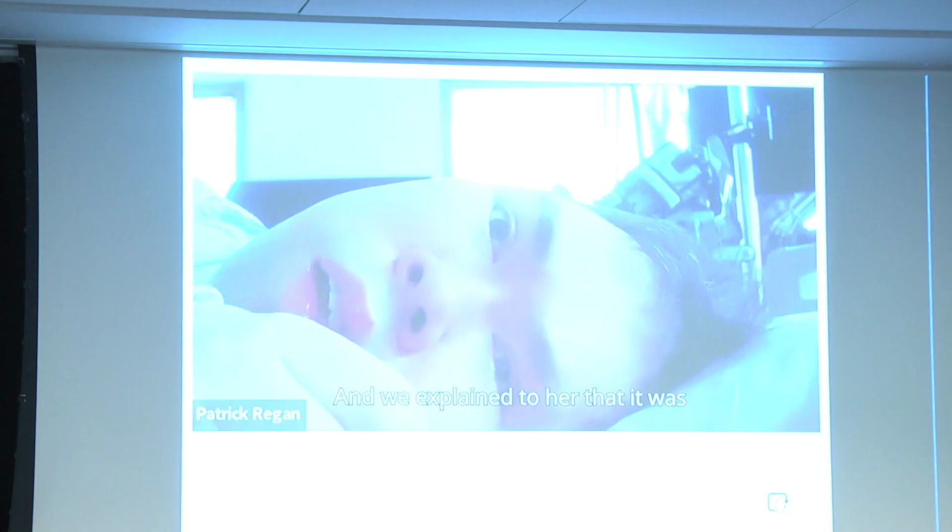And we explained to her that it was very important to us to have accurate captioning, because we have friends who are deaf and hard of hearing. And we want them to be able to understand what we are saying.